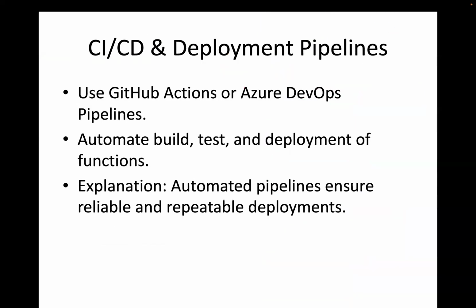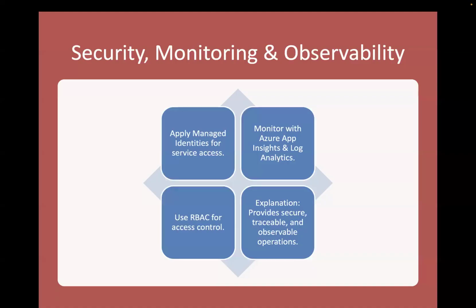The next one is CI/CD and deployment pipelines. To streamline the deployments, we will use GitHub Actions or Azure DevOps pipelines. This allows automatic testing and deployment of functions to the cloud whenever changes are committed, which ensures faster and safer releases.